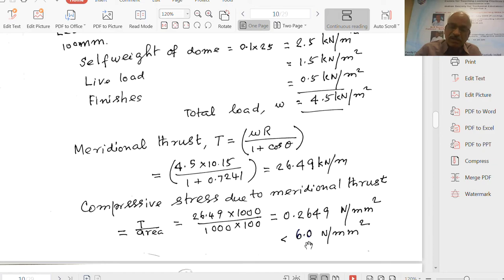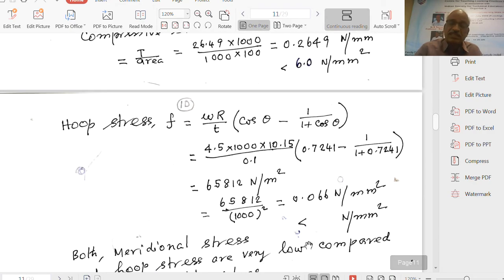Therefore, that indicates that it is enough if we provide only nominal reinforcement for the meridional thrust. Next is that of hoop stress. We know what hoop stress is. Hoop stress is given by this formula, WR by T. W is 4.5, R is 10.15, T is the thickness, and cos theta we have already calculated. So we have to substitute and get the value. This is the hoop stress.